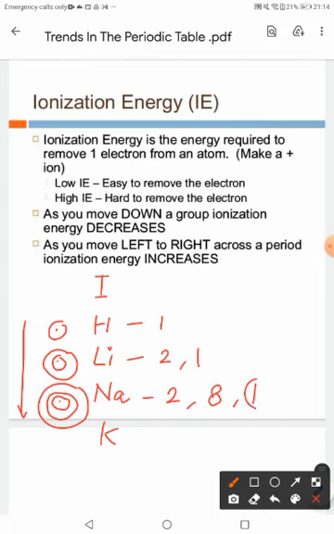This electron is to be removed, and it is attracted by the nucleus. There are protons in the nucleus which are holding this valence electron. The force of attraction between this nucleus and the outermost shell is less as compared to lithium, and hydrogen will have less force as compared to lithium, because due to increase in size it is easy to remove the electron due to less force of attraction between the proton and the outermost shell electron.